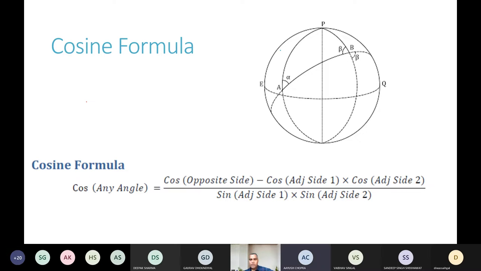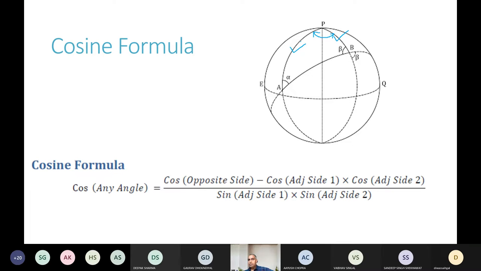PA, PB. Okay, so let us say this side is known to us, and this side is also known to us, PA and PB. If you know any two sides of this triangle, the included angle means the angle within these two sides. So in this case, it will be angle P. Angle P is included in these two sides, PA and PB.